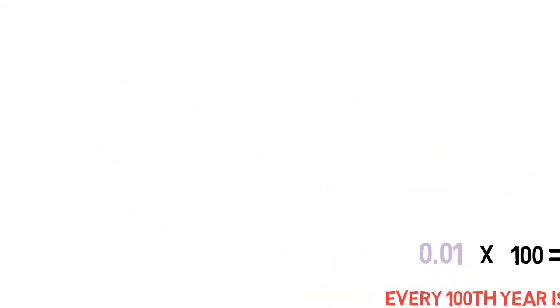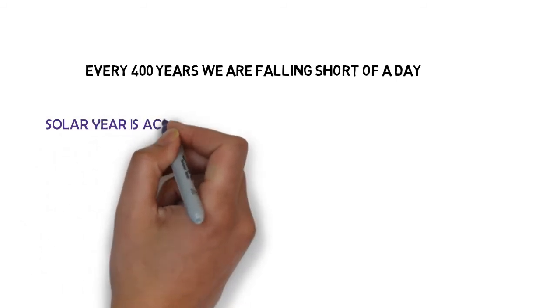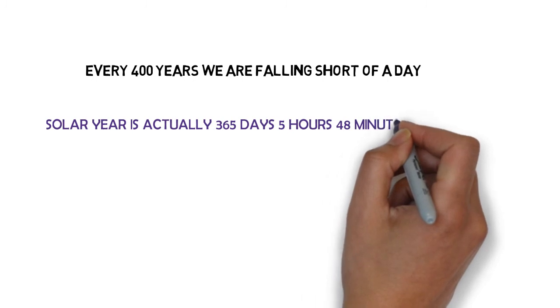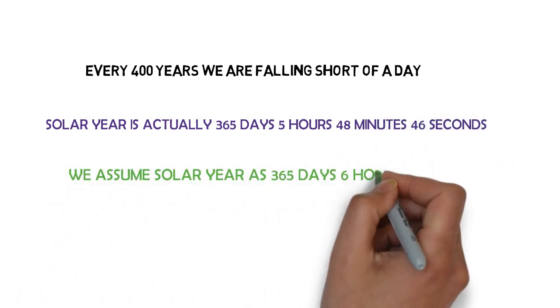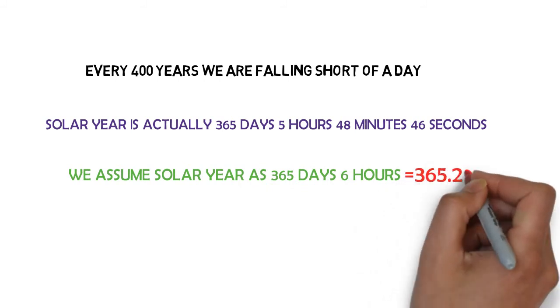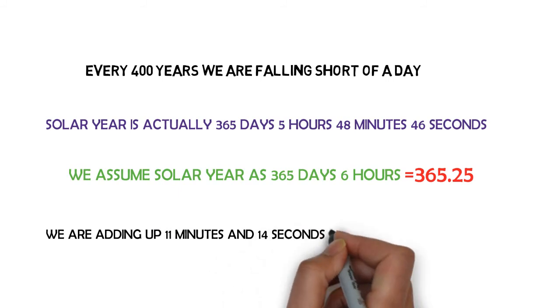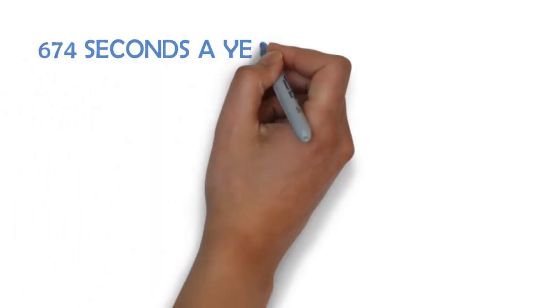But what happens when we go on removing a day every 100 years? Then we would be falling short of a day every 400 years. Now coming back to the solar year, its actual time period is 365 days, 5 hours, 48 minutes and 46 seconds. But we assume it as 365 days and 6 hours, which is equal to 365.25 days. Which means we are adding up to 11 minutes and 14 seconds to the calendar every year, or 674 seconds to be precise.